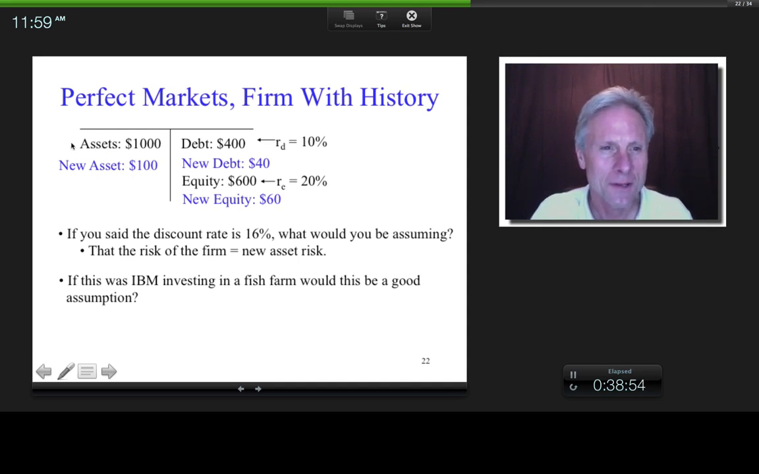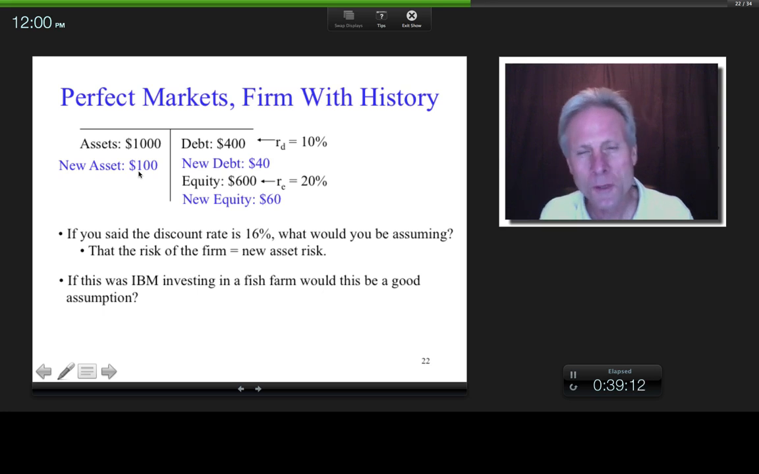It isn't, right? So if this were IBM and this new asset was the fish farm, would assuming the discount rate for this fish farm 16%, would that be a good or a bad assumption? That'd be a bad assumption, right? And when it came to doing an NPV analysis, if you truly wanted to know whether the fish farm was expected to create or destroy value, would you be wanting to work with IBM risk or fish farm risk? Well, you'd want fish farm risk, right? Because that's what you're analyzing, okay, for the discount rate.